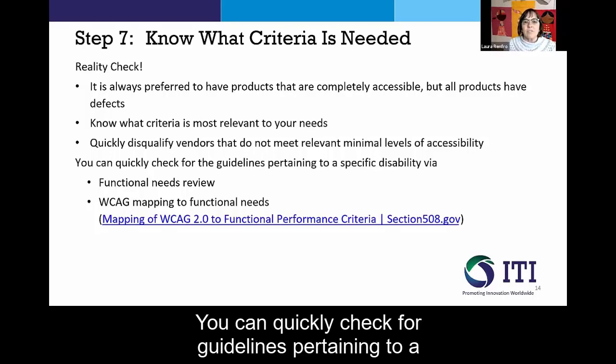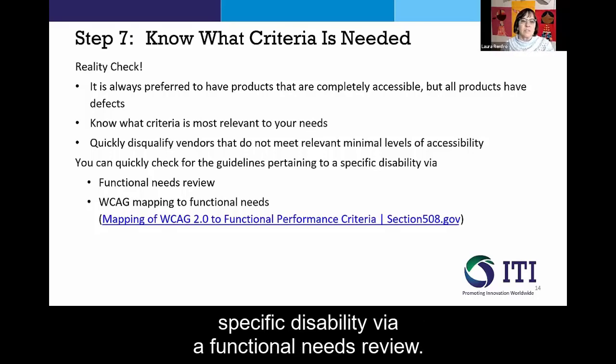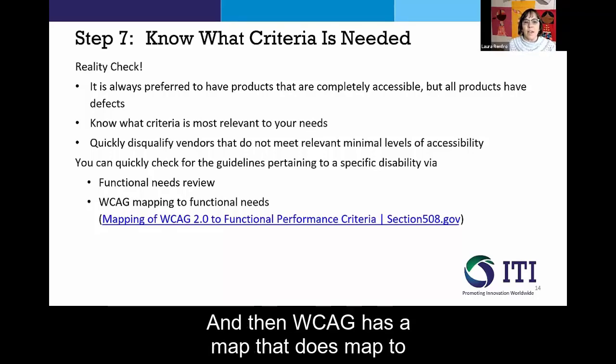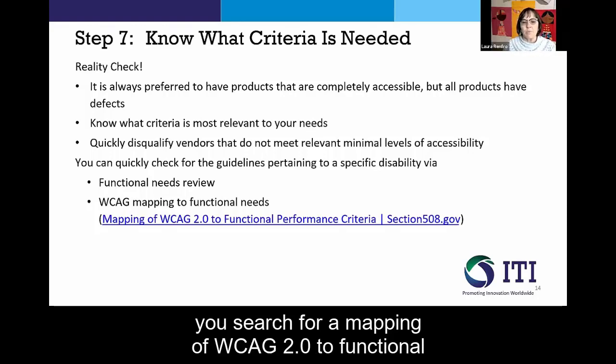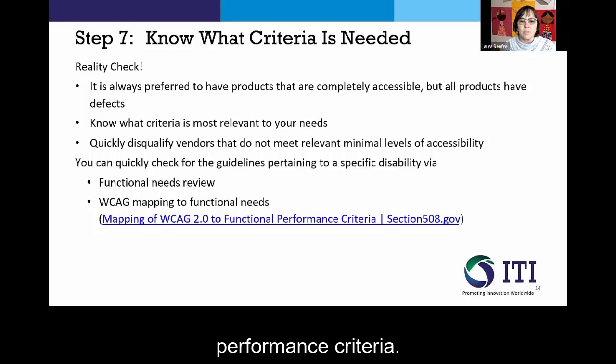You can quickly check for guidelines pertaining to a specific disability via a functional needs review, and then WCAG has a map that does map to functional needs. If you search for a mapping of WCAG 2.0 to functional performance criteria, you can find it.